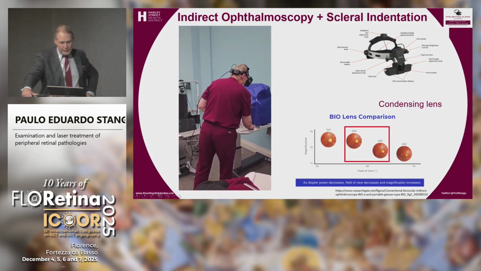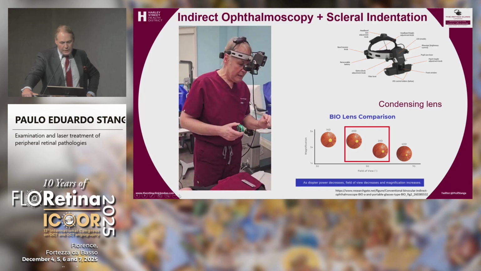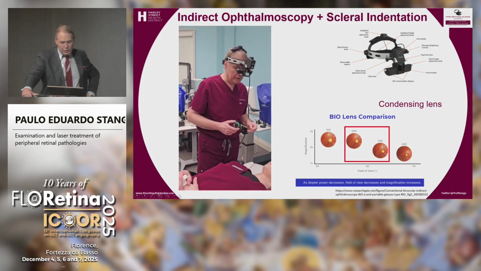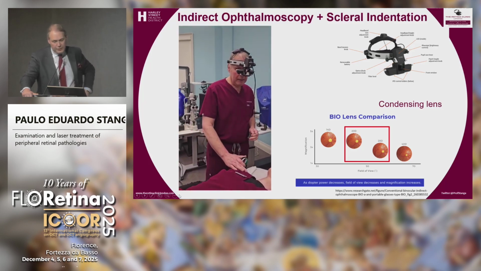And here you go, that's the 2.2 lens. A Volk 2.2 lens, and the Schocket scleral depressor. Some people use a thimble. I prefer the Schocket depressor, for me it's more comfortable.